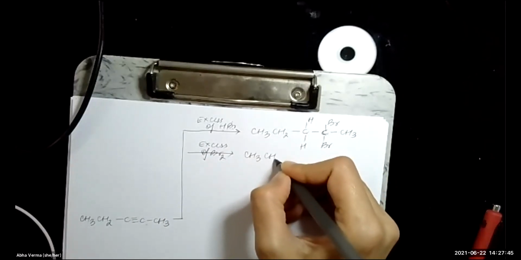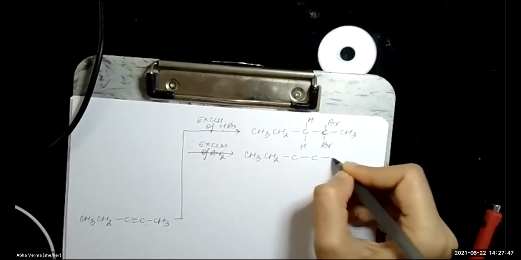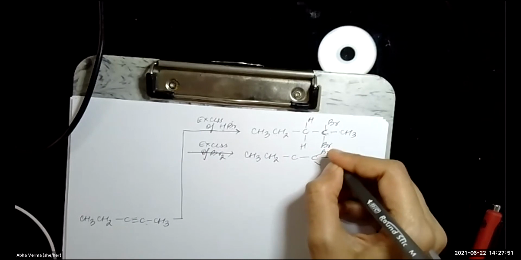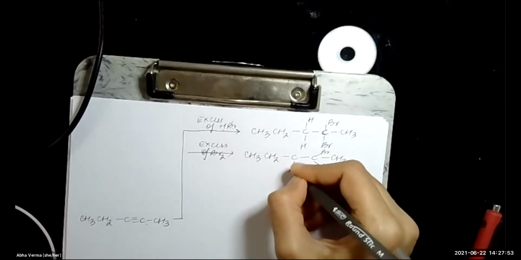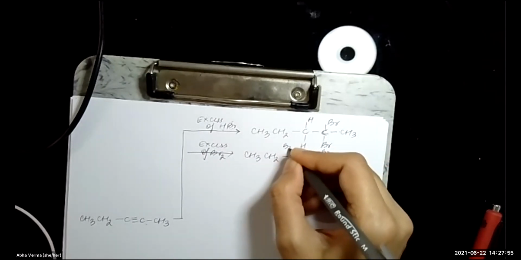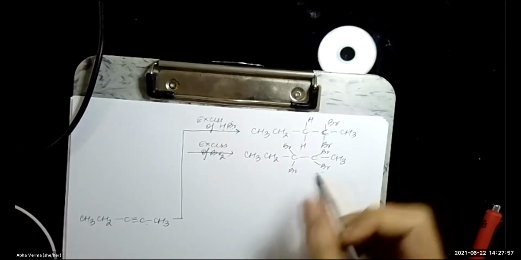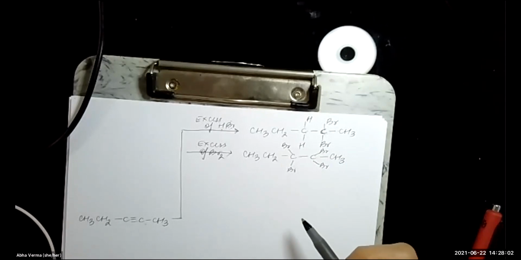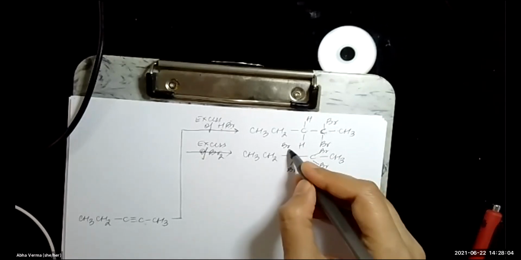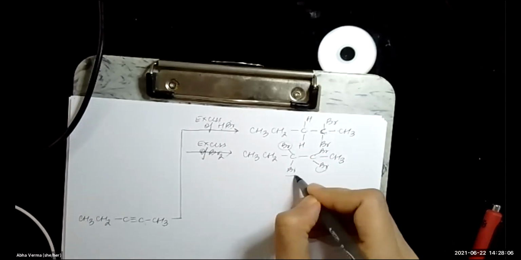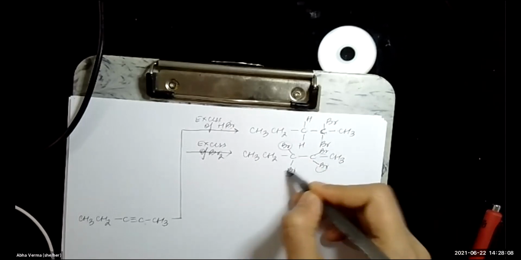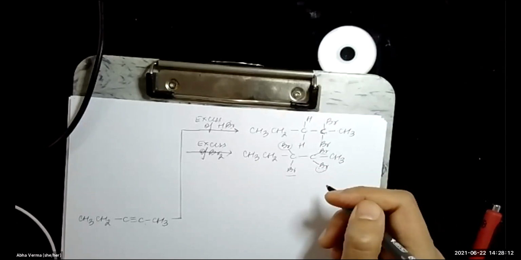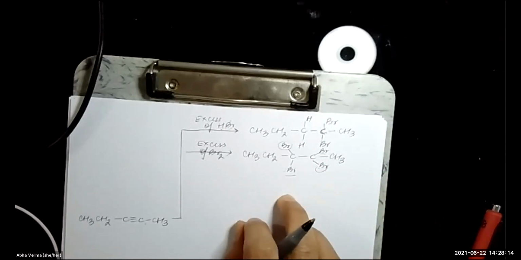Now you will completely saturate your triple bond, and you are going to get a tetrahalide. Okay, so the first will be this and this, the next will be this and this. Anti to each other, they will add. Right?